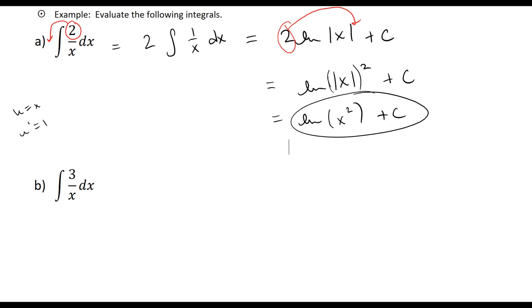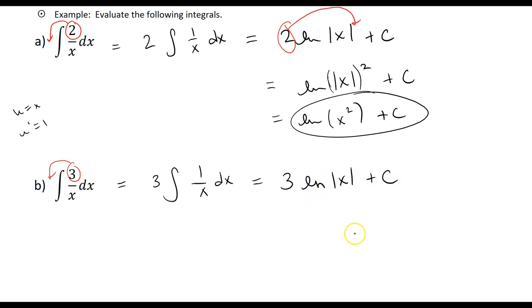Now this one's going to work similarly. I'm just going to bring the 3 out front. So this will be 3 times the integral of 1 over x dx, which is 3 times the natural log of the absolute value of x plus c. This is a perfectly valid answer. There's nothing wrong with this, but if you wanted to bring the 3 in as a power, you can.